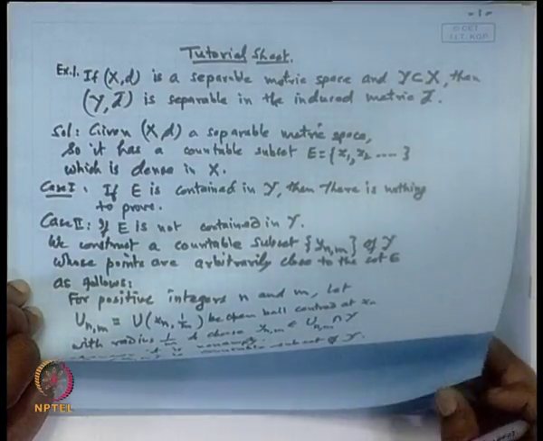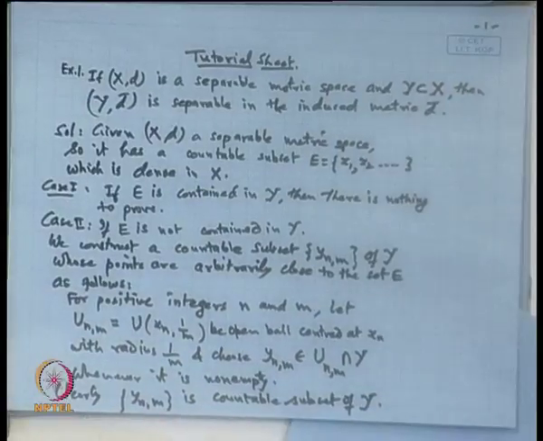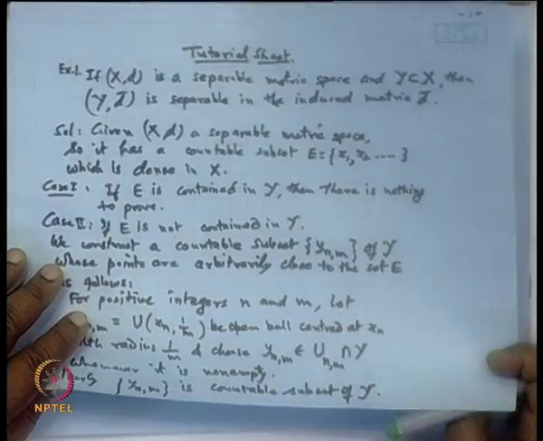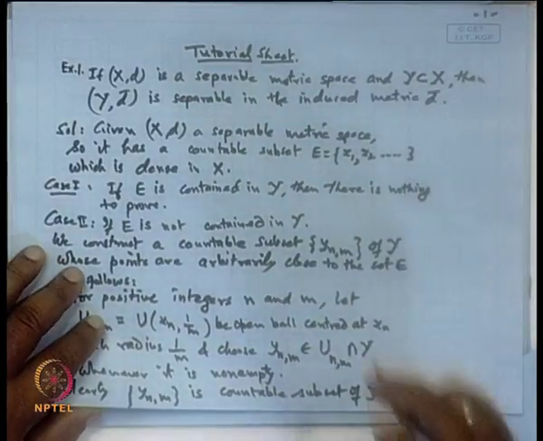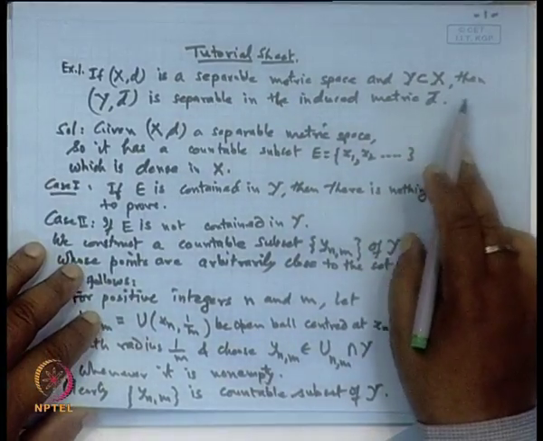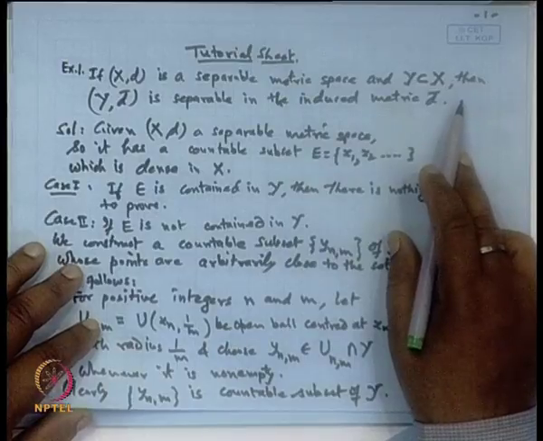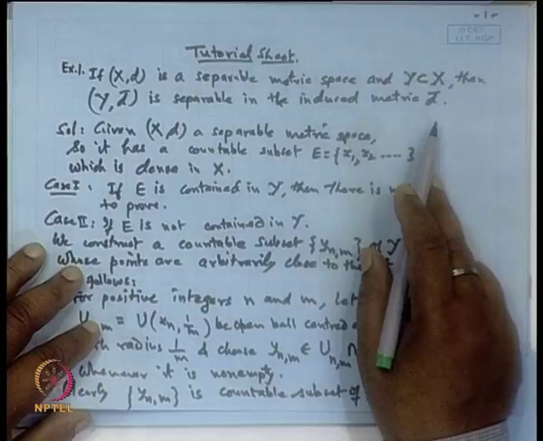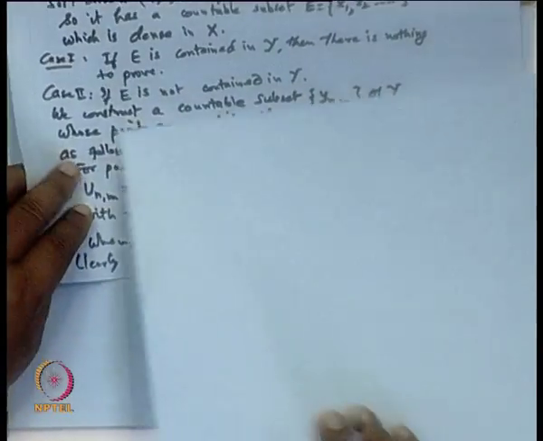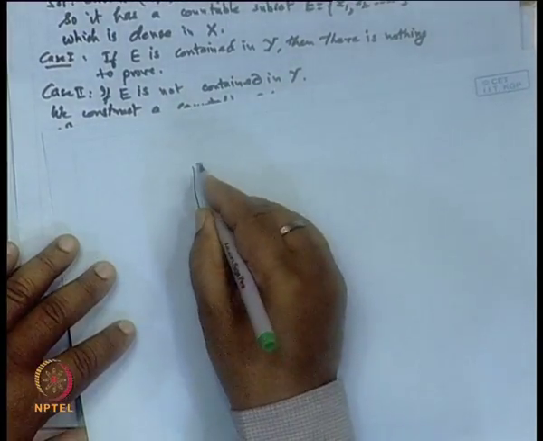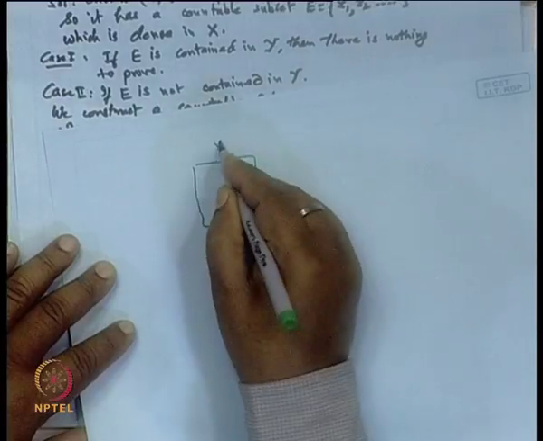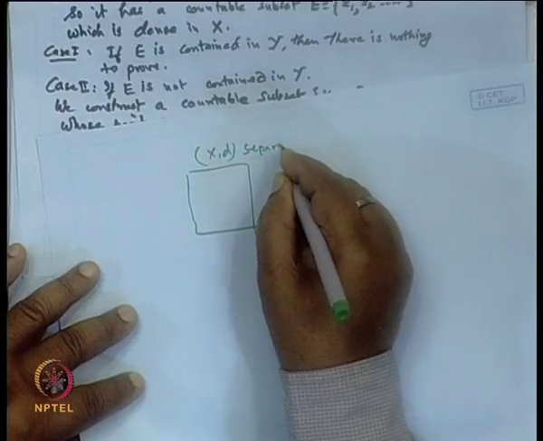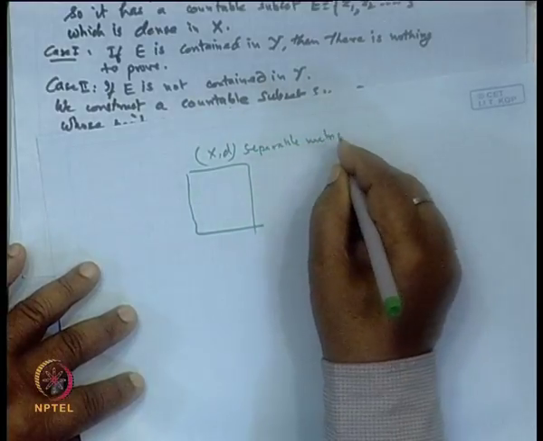that if X, d is a separable metric space and Y is a subspace of X, then Y, d bar is separable in the induced metric d bar. What this problem says is that suppose we have X, d which is given to be a separable metric space.